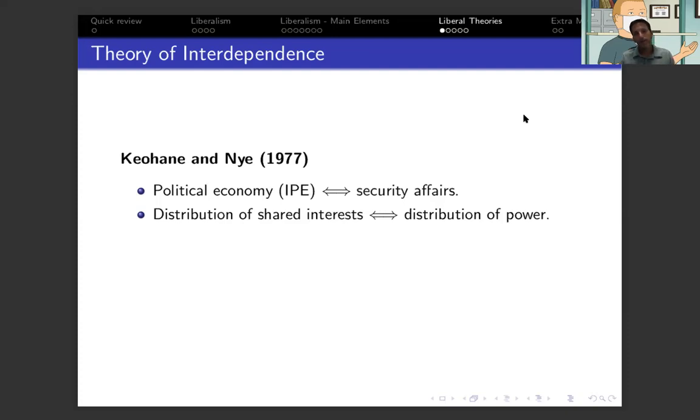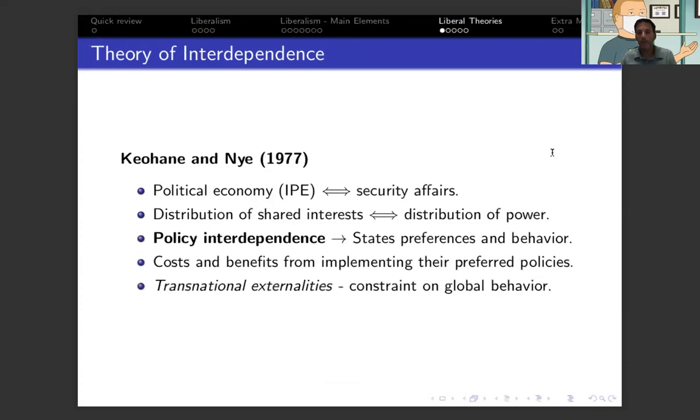The link of the specific state preferences, which drives the behavior, with the way that other countries behave and the policies that they pursue, is promoted or based on the concept of policy interdependence. Policy interdependence is the costs and benefits that states face when all states try to implement their own preferences. That creates what's called here, as you can see, transnational externalities, which are constraints on global behavior.